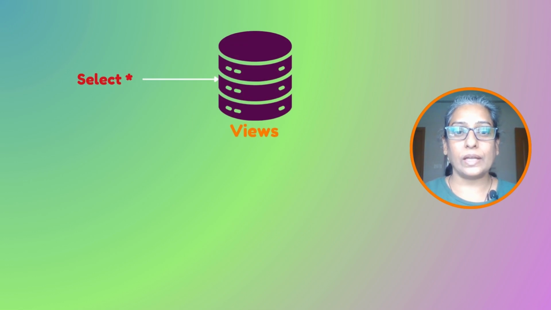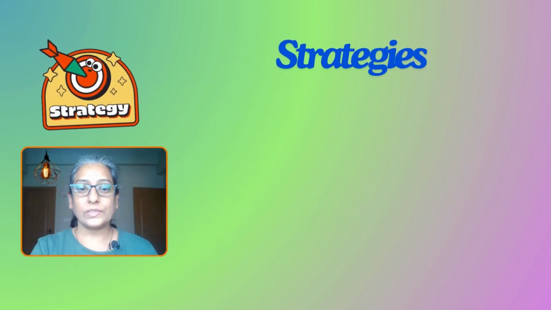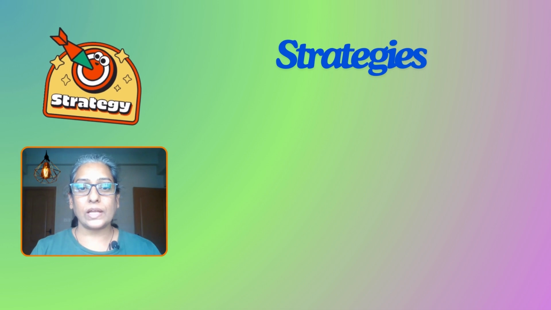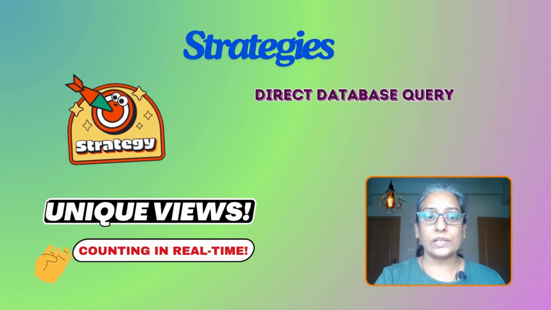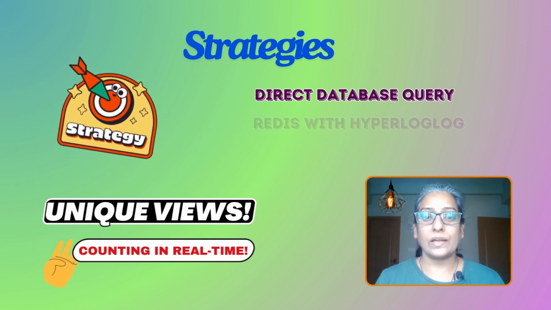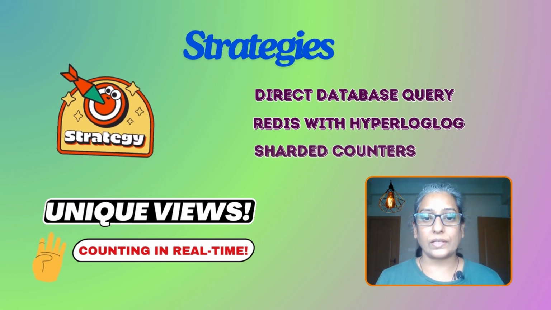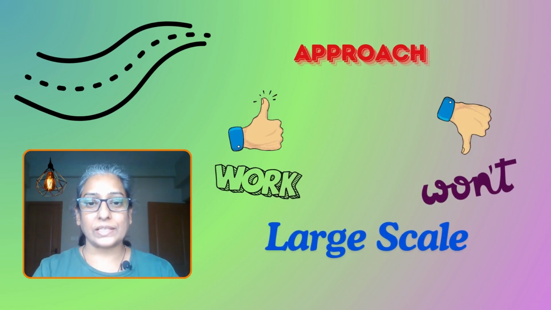Simple solutions like direct database queries quickly hit bottlenecks when trying to handle millions of requests per second. In this video, we will explore several strategies for counting unique views, starting with traditional database queries and progressing to more advanced techniques such as Redis with HyperLogLog and sharded counters. Along the way, we will explain why each approach works or does not at scale. So, without further ado, let's get started.